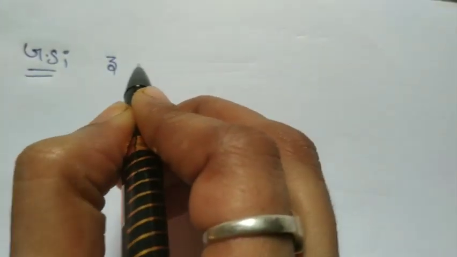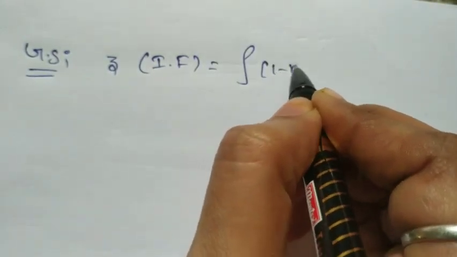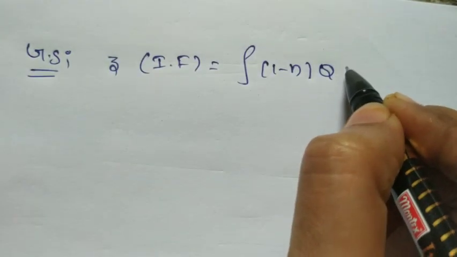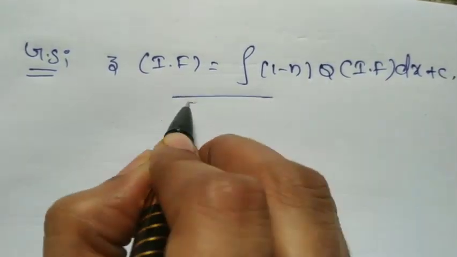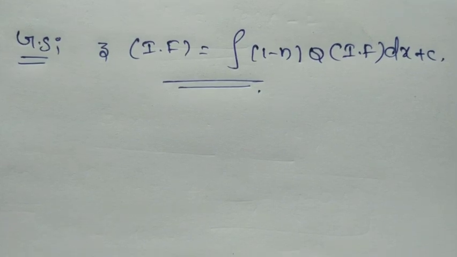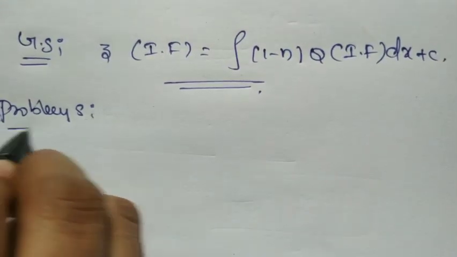The general solution is z times the integrating factor equals the integration of (1-n)Q times the integrating factor dx, plus c. This is the general solution of case 2 of Bernoulli's differential equation. Next I will explain problems on Bernoulli's differential equation.